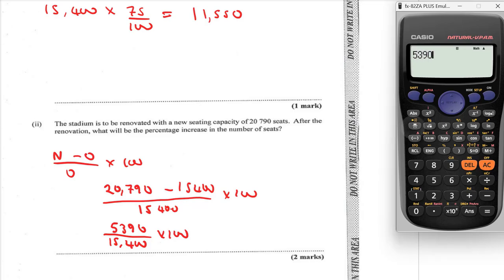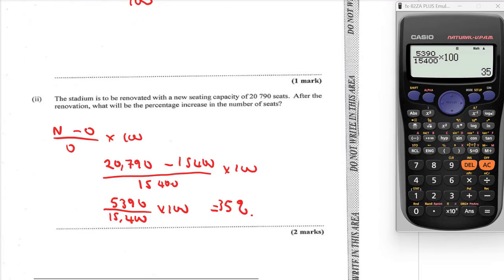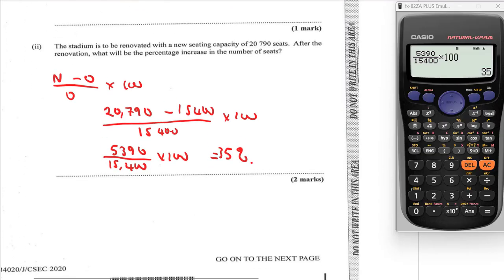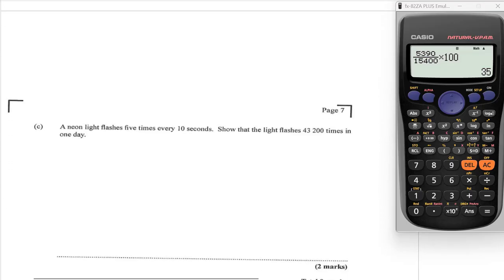5390 over 15,400 times 100. That gives us a 35% increase. In the other question, we also got a 35% increase. I wonder if this is a trend. Probably not. Let's look at the next question.